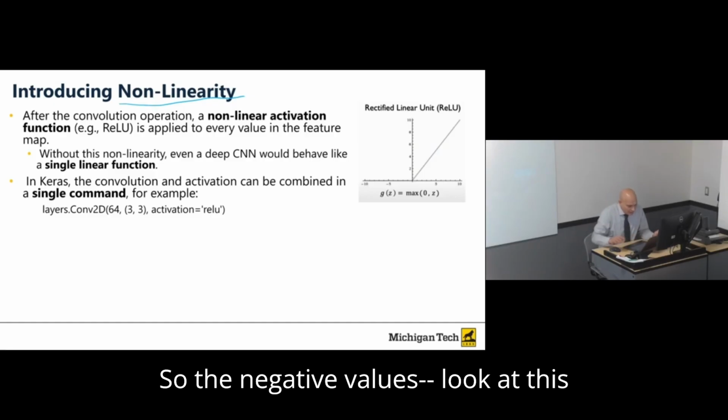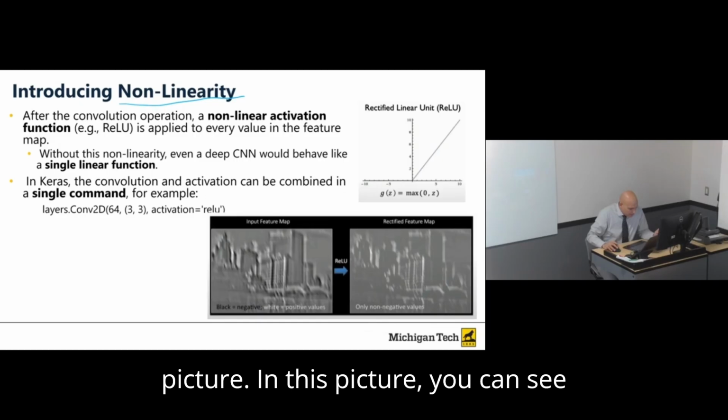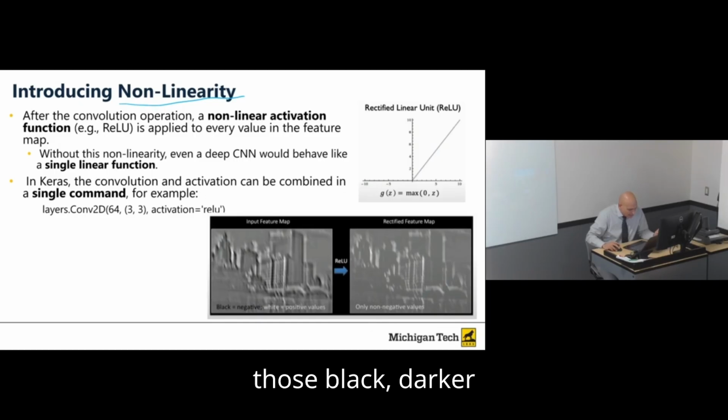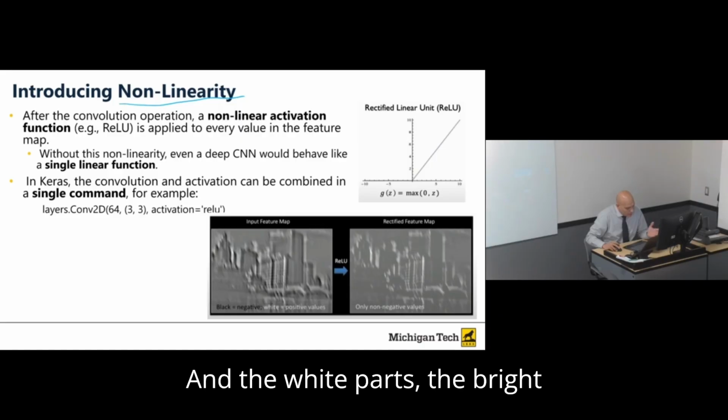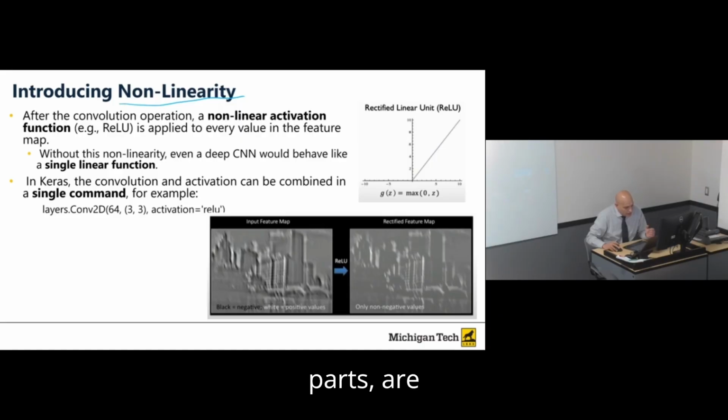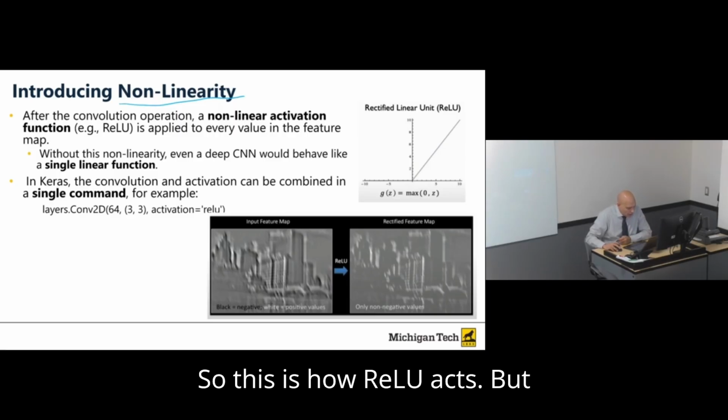So the negative values, look at this picture. In this picture, you can see those black, darker values are actually negative values. They get set to 0. And the white parts, the bright parts, are positive values that stay. So this is how ReLU acts.